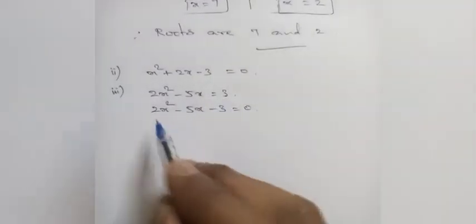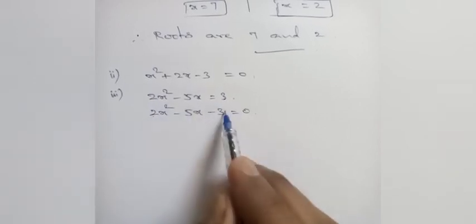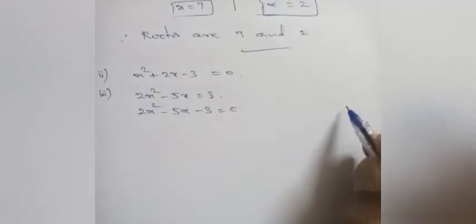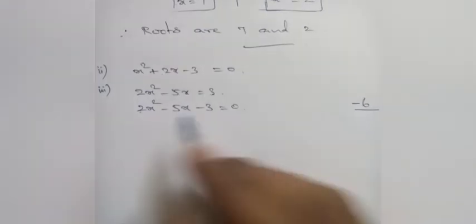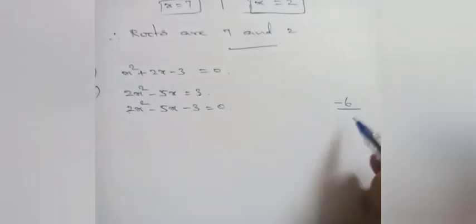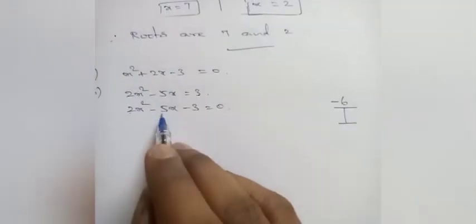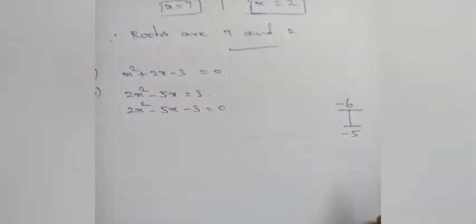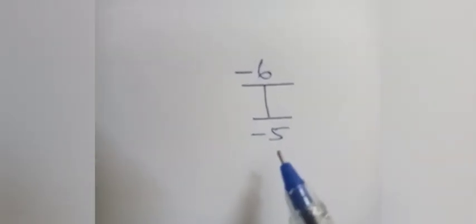Now here 2 is there. So 2 into minus 3, what will you get? Minus 6. Again the same method, the middle value is minus 5. So now we have to find two numbers such that the product of the numbers is minus 6 and the sum of the two numbers is minus 5. Like that we have to find two numbers.